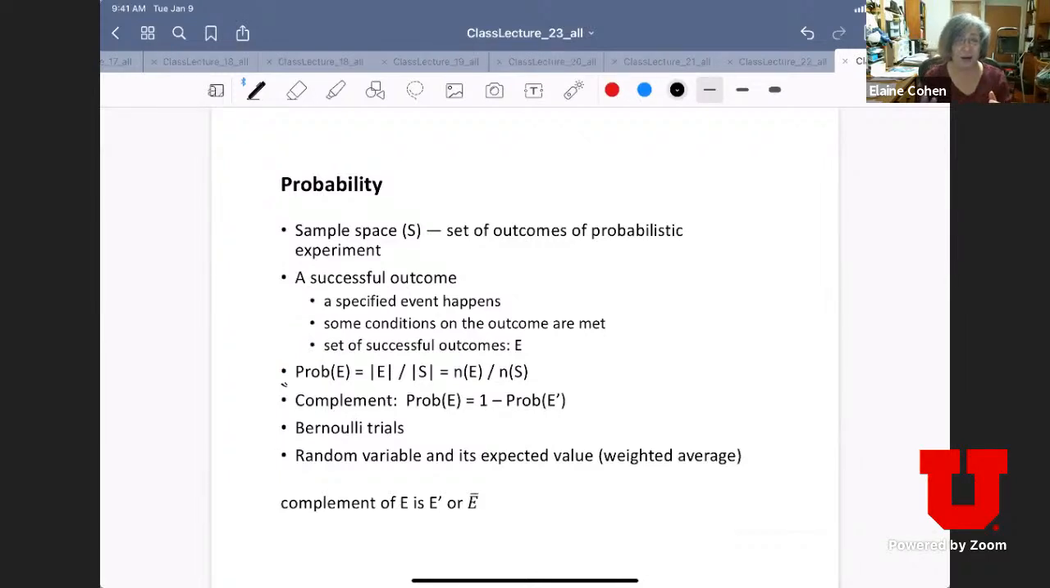Our event was having exactly 1 digit repeated twice in the license plate. So that's our event. And the probability of that event is the number of successes divided by the number of elements in the sample space. We had the complement, the Bernoulli trials, random variables, and expected values. There will be questions on that. If you had a problem on quiz 5, go to office hours.